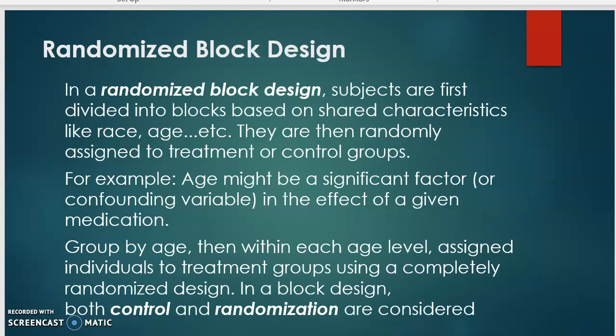In a randomized block design, subjects are first divided into blocks based on shared characteristics like race, age, etc. The same way that we take individual groupings from a population to do a stratified sample. Here, we're trying to make sure that people from each of those groups are included in both the control and the treatment group. For example, age might be a significant factor or confounding variable, as they call them, in the effect of a given medication. So if you group by age, then within each age group, assign individuals to treatment groups using some completely randomized design. In a block design, both control and randomization are considered.